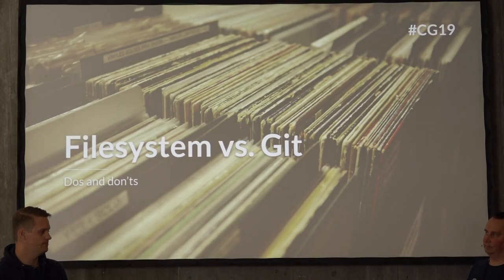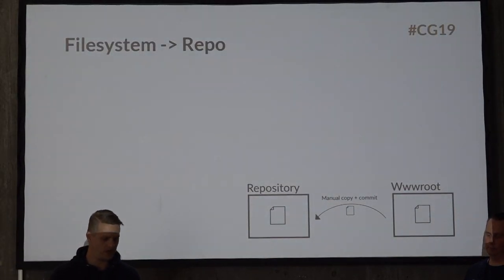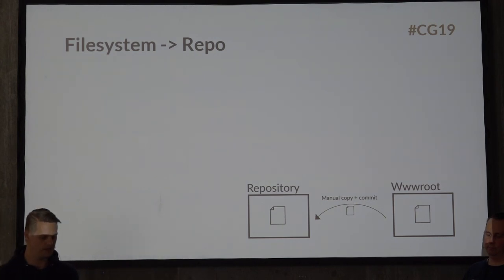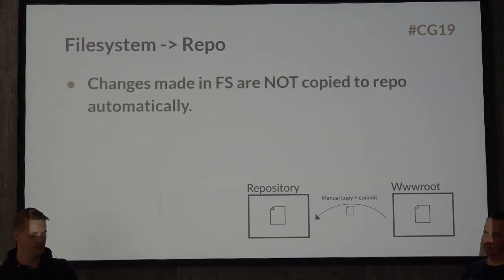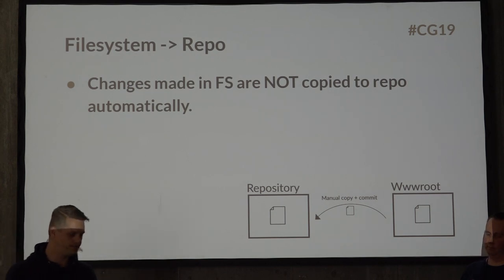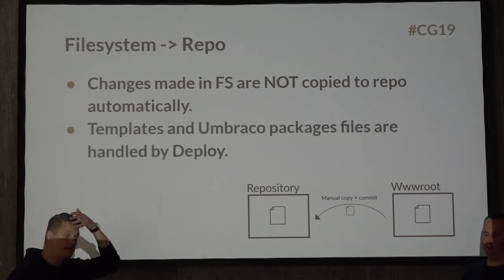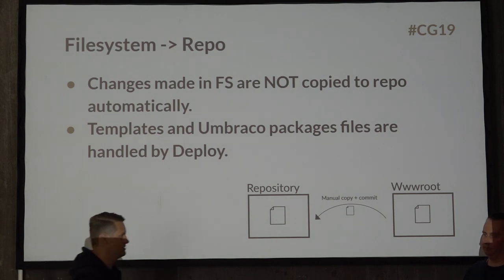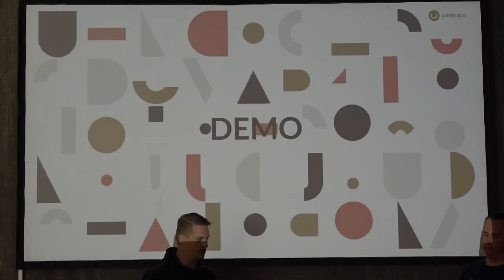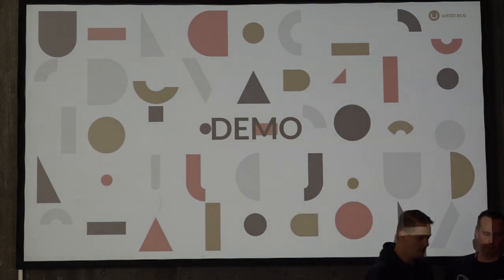We also have a file system here, and in the file system, you can create your own files, but they are not actually committed to the repository. Templates and Umbraco packages are handled by deploy, though, which means they are automatically added to the repository. I think I have a demo right now, because I will show you how nasty the workflow can be in order to make stuff work.